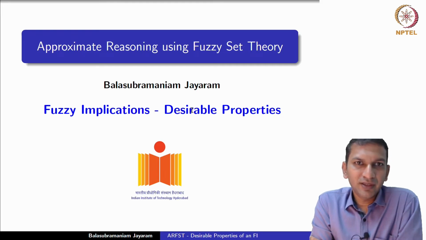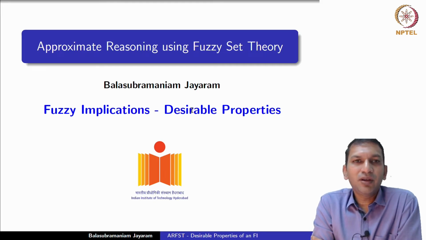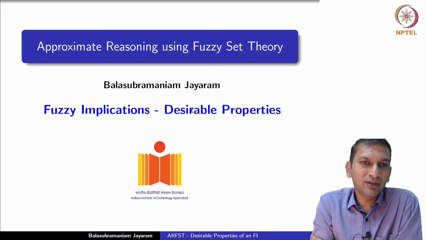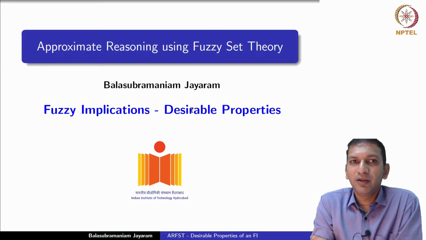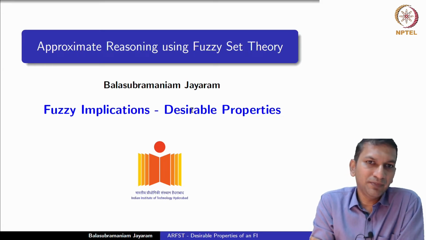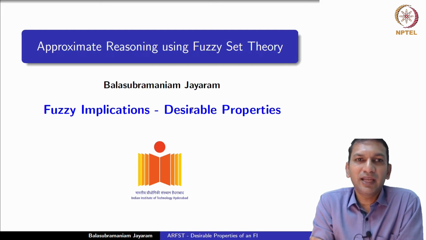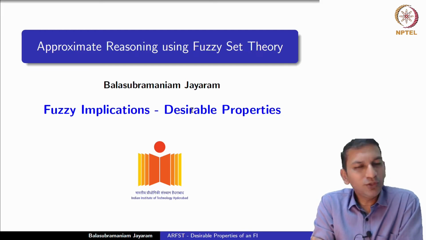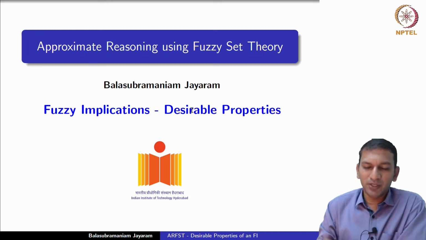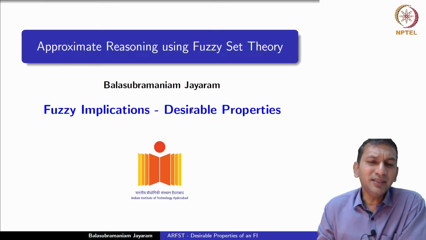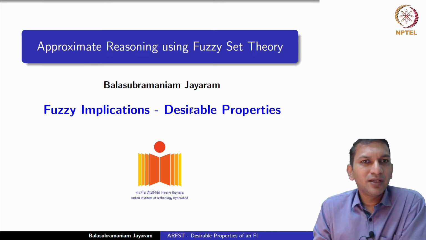In the last lecture, we saw what fuzzy implications are. We generalized it to a particular axiomatic definition. We have seen some examples, in fact, basic fuzzy implications, what we call those 9 important fuzzy implications. And we've also seen some geometric perspectives of it. In this lecture, we will look at some desirable properties that we would expect a fuzzy implication to have.